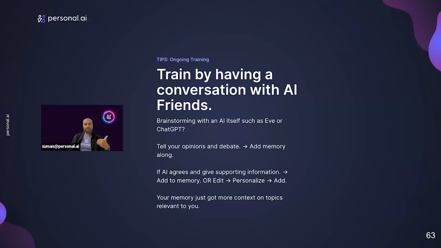AI friends. You will find them in the Discover. These are specific experts within the personal AI platform, where in the future, individual people and their AIs can be made discoverable as well. So we're trying to extract more value from everybody's AI beyond their teams by being able to discover them. If you talk to one of the AI friends, or to Suman AI or other AIs, you are having these conversations and telling your opinions and your debate. You can use them and add it to your memory as well, because that's the whole point: if I can capture it to my memory, then the model gets better. If the AI agrees in some cases, like for example ChatGPT, you can edit, you can personalize, and you can add.